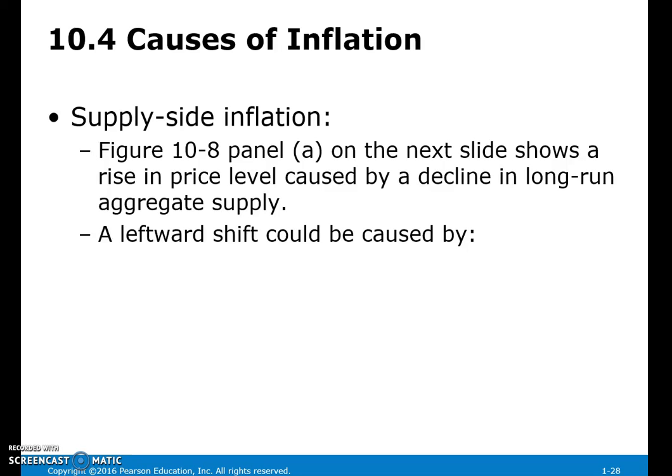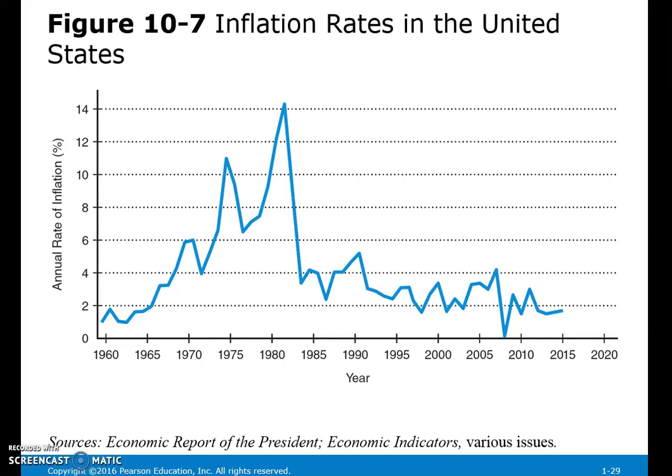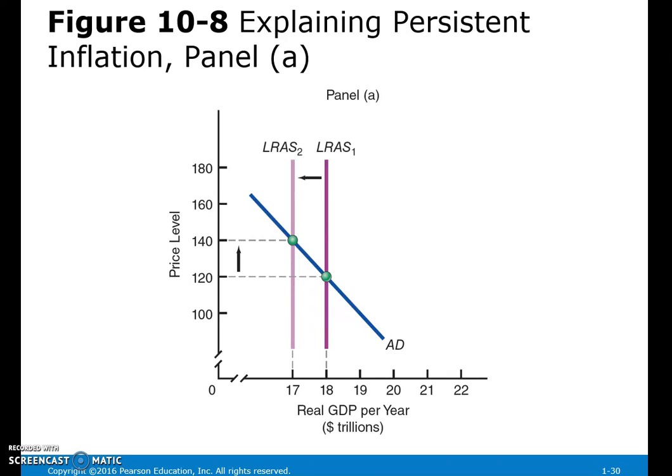So we want to talk about inflation also. Figure 10.8, which is the next slide, is going to talk about different causes of supply-side inflation. And now we have another graph of inflation rates in the United States over time. So to explain persistent inflation, we can go back to thinking about supply and demand. Suppose demand stays the same, but long-run aggregate supply decreases, and then prices would increase, right?